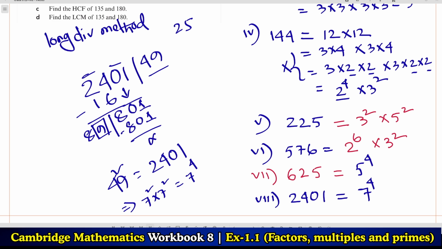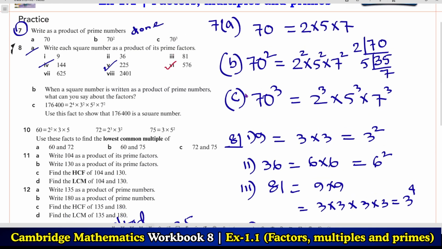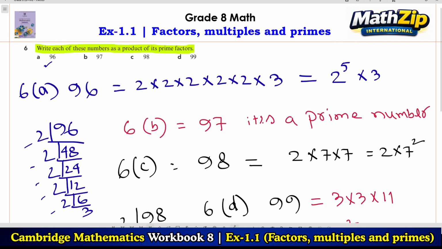So I hope you cleared this one. This is very important math. In this video I am trying to solve 7 and 8. Next video we will start from question 9, right? So anyway, questions 7 and 8 are done. Next video we will start from 9, and in the earlier video, part 1, I completed 1 to 6. You will get the video link in the description box and the first comment.